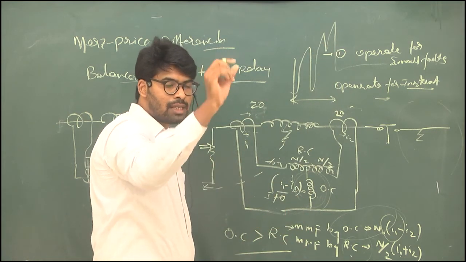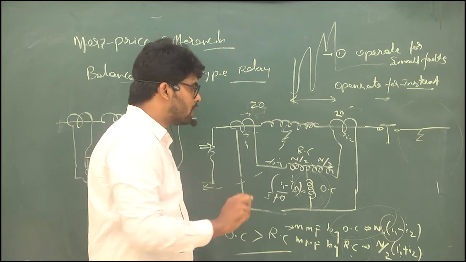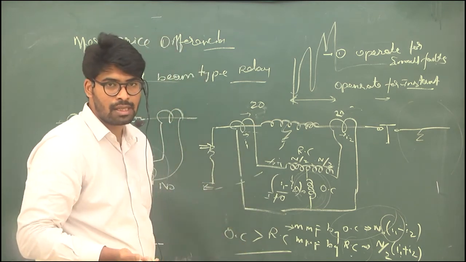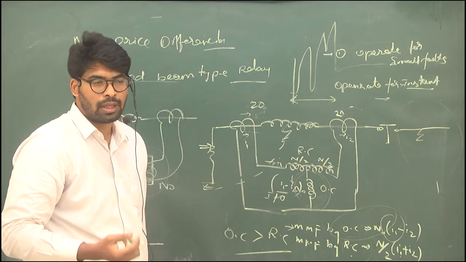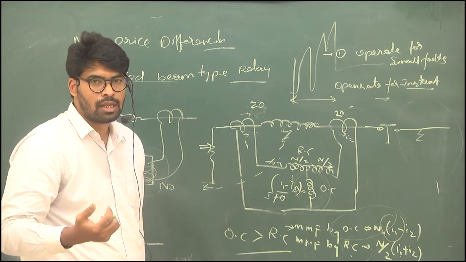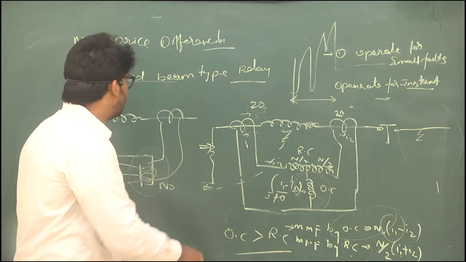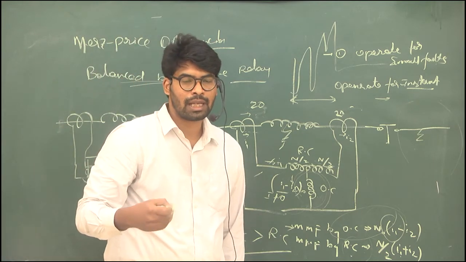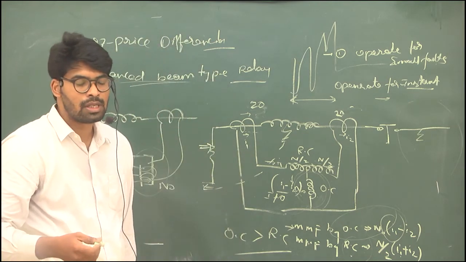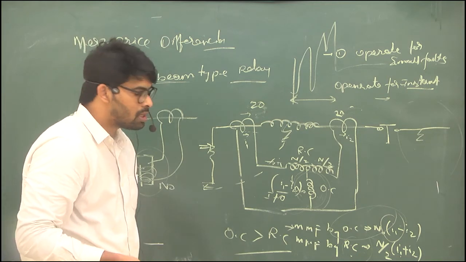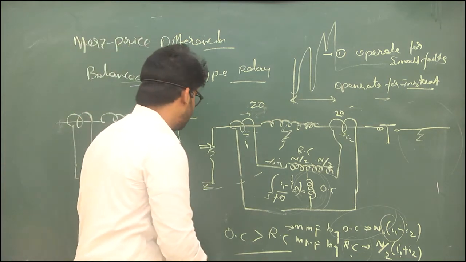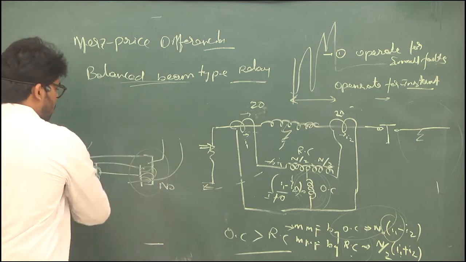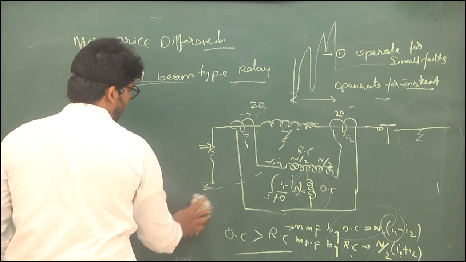If that transient is sustaining, then it should operate. If it does not sustain, it need not operate. For that minute second, there is no huge damage. For that reason, instead of going to a balanced beam type relay, we go to the induction coil type, which is of the shaded type. We also saw that induction type in the relay section. So we'll go to relays.